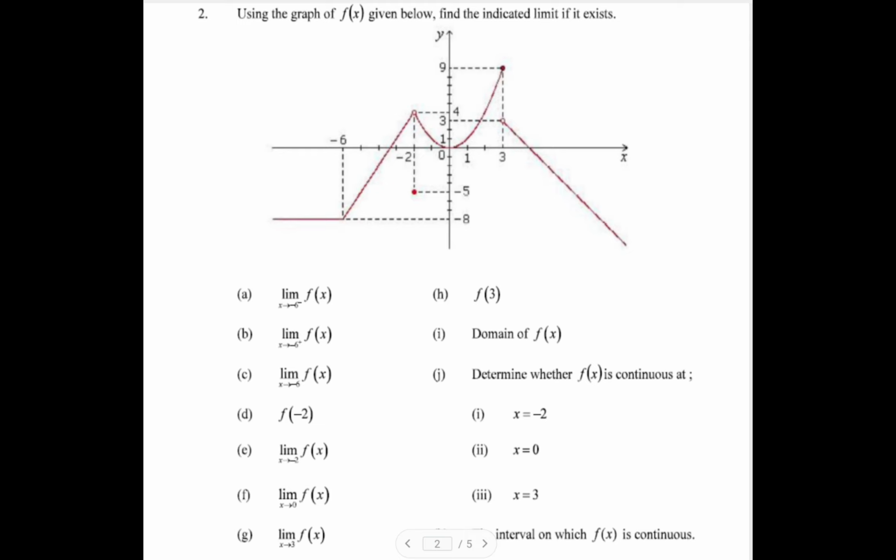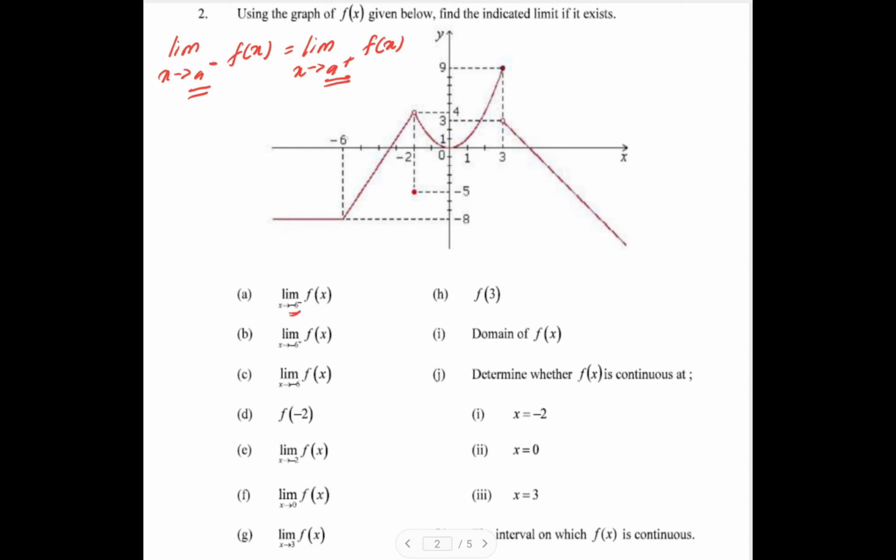We know that a limit only exists if the limit from the left, for example x approaches a from the left for function f(x), is equal to the limit as x approaches a from the right for function f(x). The limit from the left must be equal to the limit from the right, so we can conclude that the limit exists. For example, question 2a, we want to find the limit as x approaches negative 6 from the left.